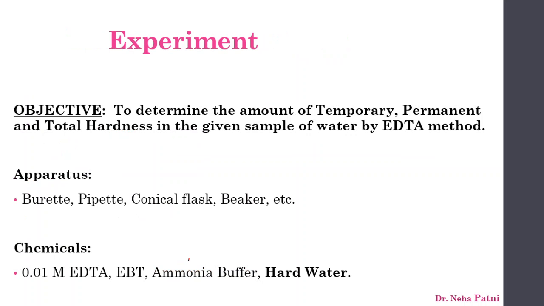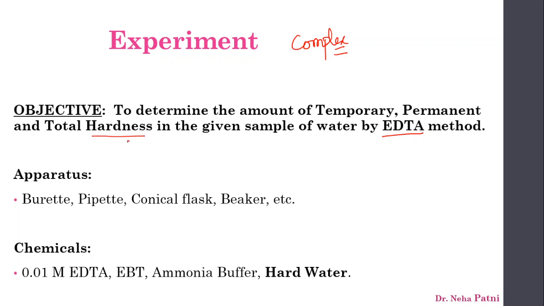So let us go ahead with complexometric titration. Obviously, complexometric titration means that at the end point there will be a complex formation. Here the titrant and analyte are different. The titrant is EDTA, which is ethylene diamine tetraacetic acid, and the analyte is hardness.